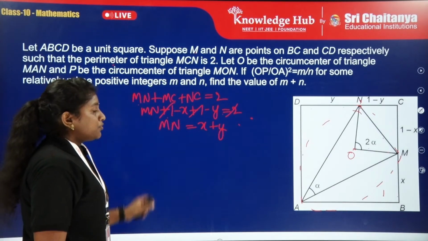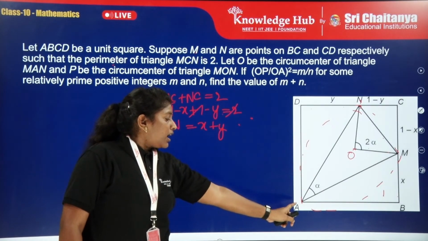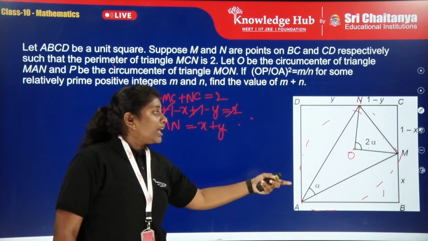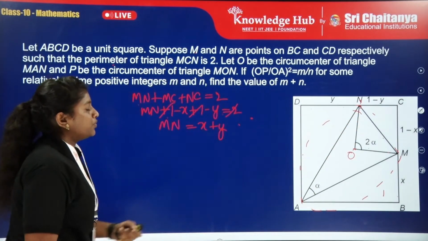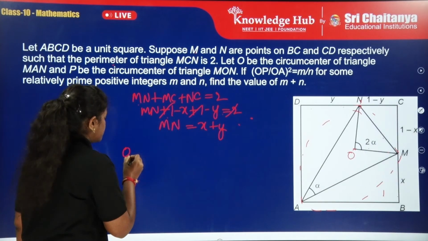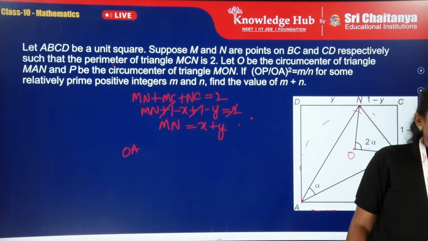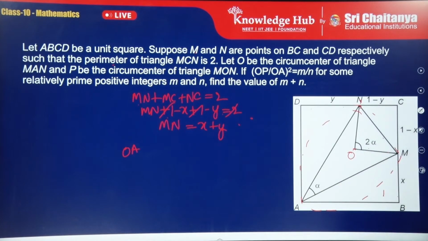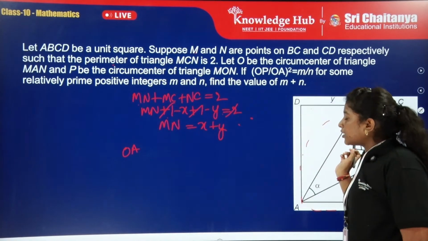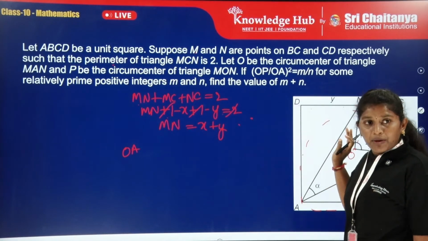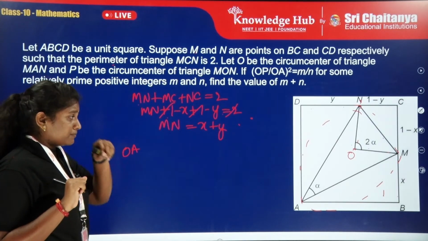Okay. Now if you look here, we can apply sine alpha. That means we can apply the sine rule for our triangle MAN, and for our triangle MON also. Understood? So we can apply the sine rule for the triangle MAN and the triangle MON, and on further simplification we will get our values.